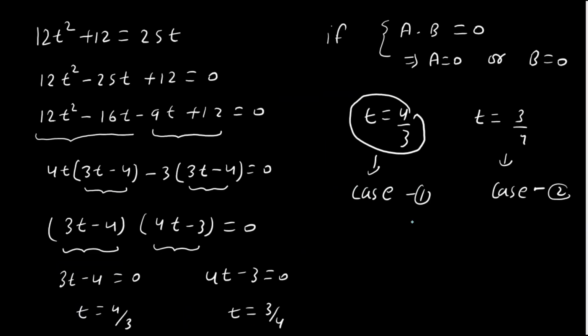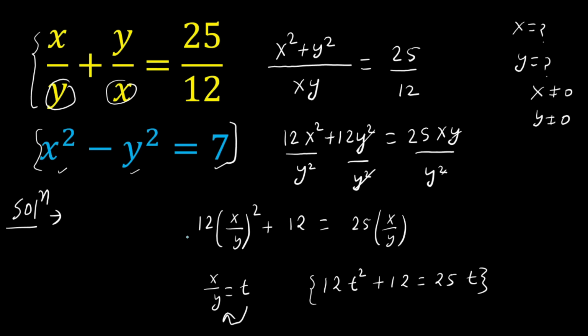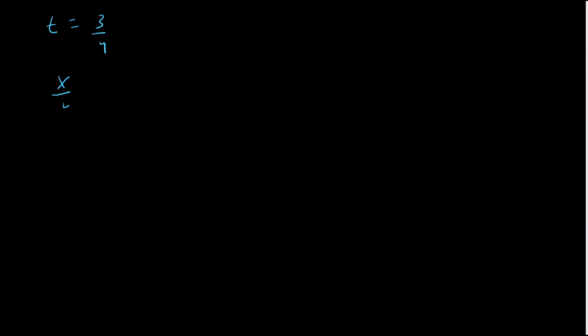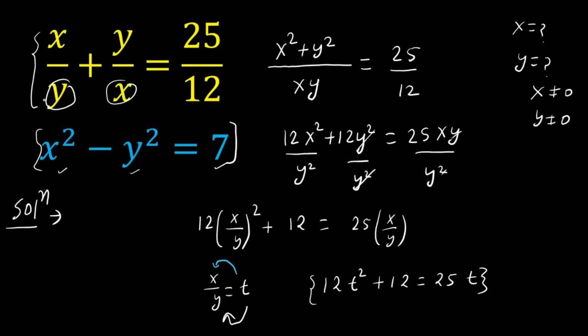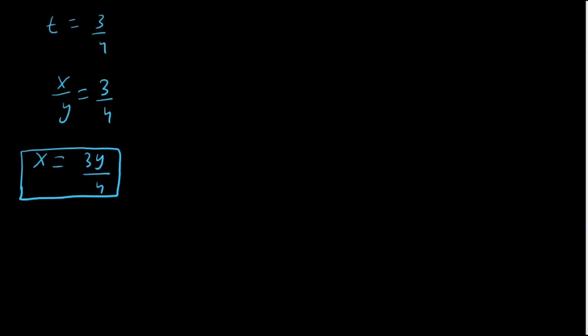Now let us consider case second, that is t is equal to 3 over 4. And we know that the value of t is x over y. So x over y is equal to 3 over 4. Now x is equal to 3 times y over 4. And equation second is x square minus y square is equal to 7, and x is replaced by 3 times y over 4.